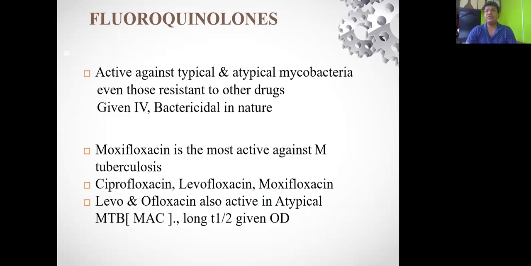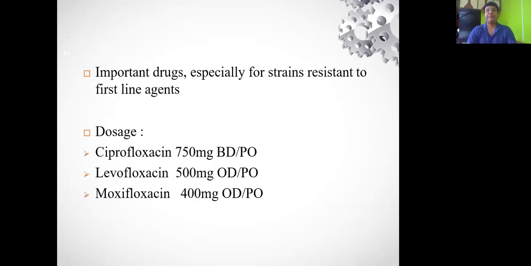Levofloxacin and ofloxacin have a long plasma half-life. Hence, they are given as once daily preparation. Whereas ciprofloxacin has to be given BID, levofloxacin, ofloxacin and moxifloxacin can be given once daily. Now, these drugs are very important, especially for strains resistant to first-line agents. So fluoroquinolones are very important drugs, especially if the patients develop resistance to first-line drugs used for the treatment of tuberculosis. So the very next group of drugs we give is fluoroquinolones like moxifloxacin, ofloxacin, levofloxacin, or ciprofloxacin.